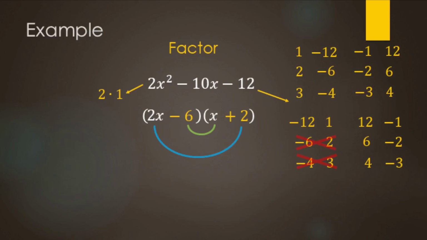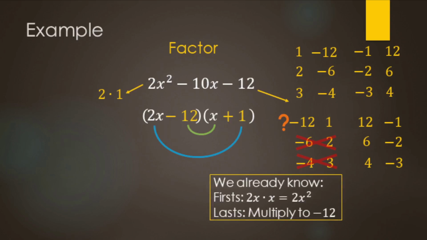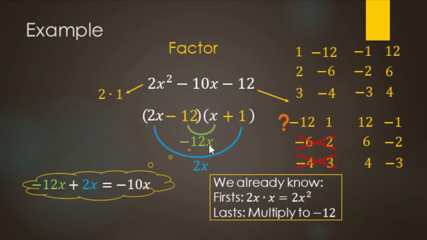Let's try another one. How about negative 12, 1? Okay, let's try that one. Here we go: 2x minus 12, x plus 1. We're already good for the first and the last, just checking the outers and the inners. 2x times 1 is going to be 2x. Negative 12 times x makes negative 12x. Now, when we add these two together, they do indeed make negative 10x. So there's our answer there.